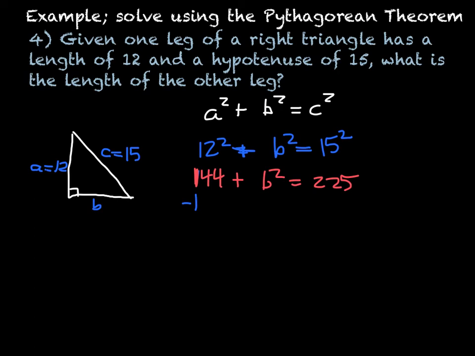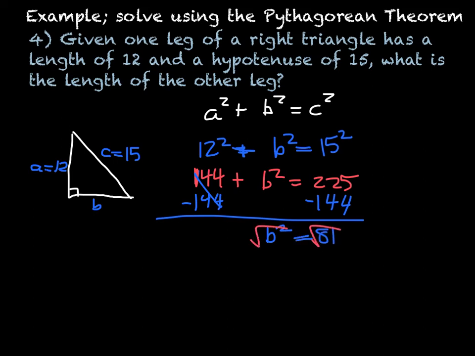And then I can subtract my 144. And I have b squared equals 81. So I have to take the square root of both sides and take the positive version of the square root to get a positive length, and my b is going to be equal to the square root of 81, which is 9, and that would be your final answer.